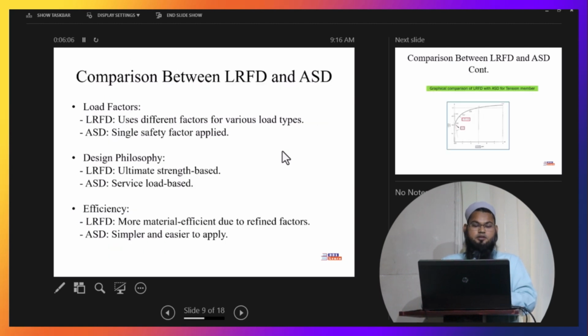Now, comparison between LRFD and ASD. The key point is load factors. LRFD uses different factors for various load types; ASD applies a single safety factor. Design philosophy: LRFD ensures ultimate load strength based design, whereas ASD ensures service load based design. Efficiency: LRFD is more material efficient due to refined factors, and ASD is simpler and easier to apply.